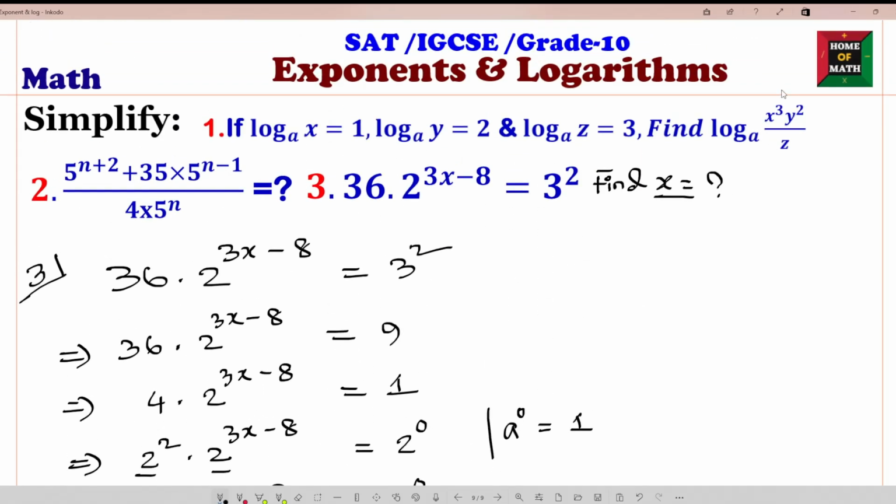In this video we tried to solve 3 very important exponent and logarithm type math problems, which are very important for SAT, IGCSE, grade 10 or any kind of competitive examination. Also it's very important for the International Math Olympiad.